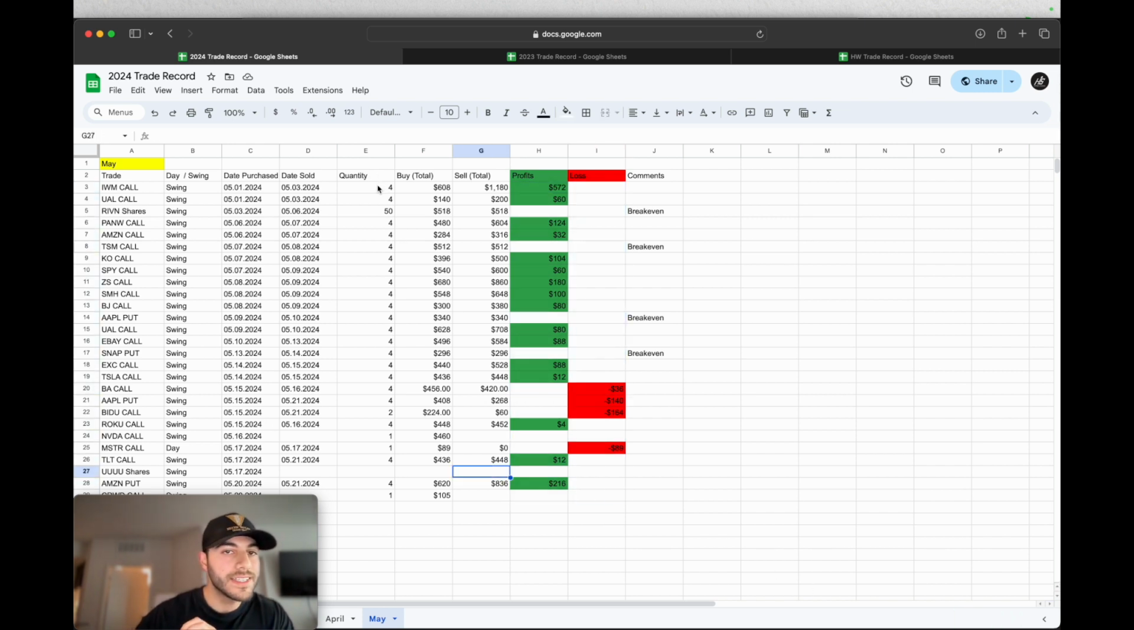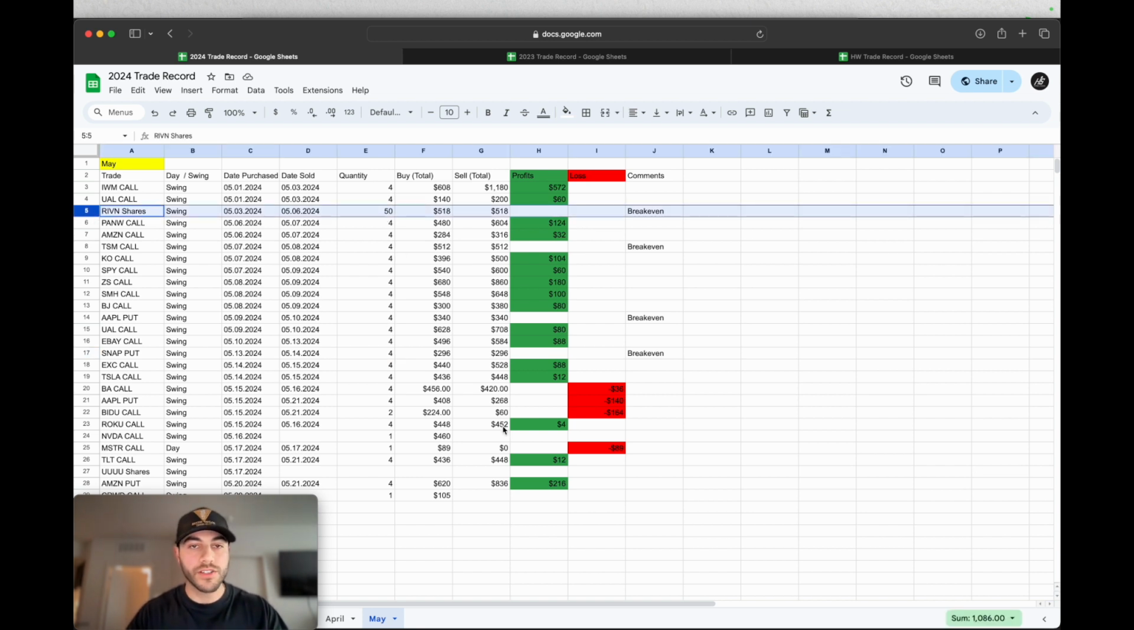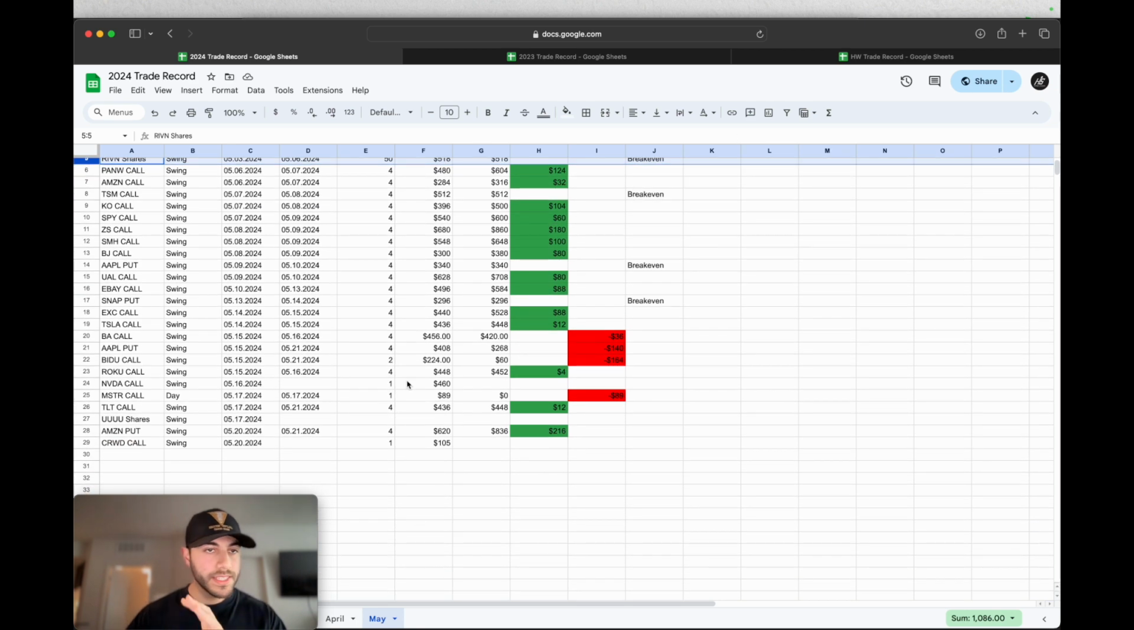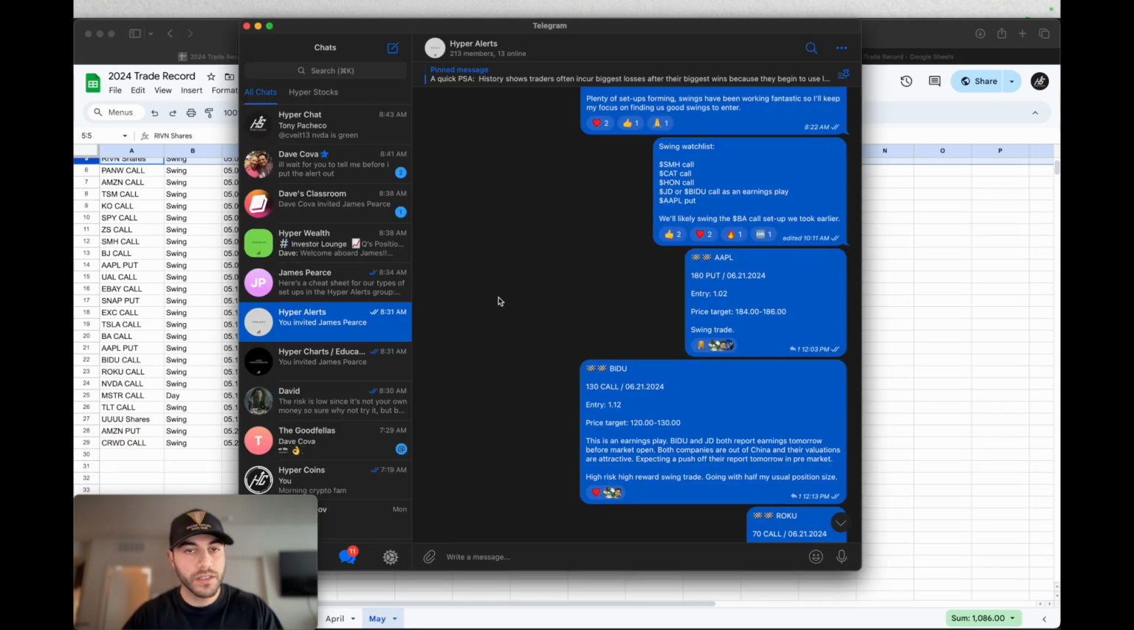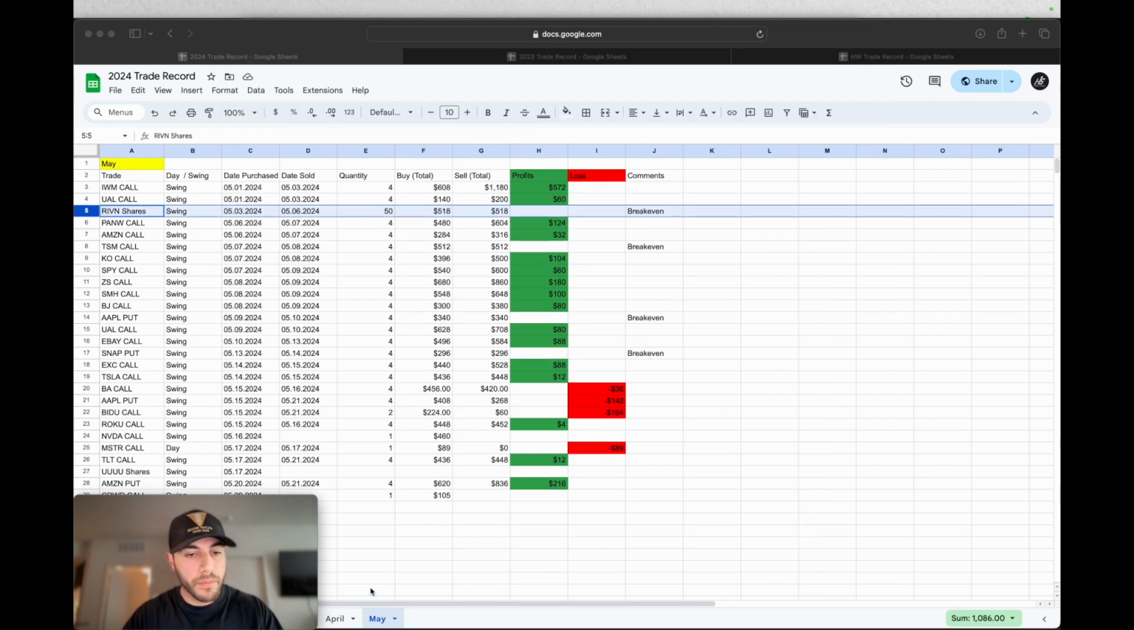And you can clearly see that we have kept the same position size for the majority of our trades. The only times we switched it up, we actually told you guys specifically that we're taking 2 or maybe 1, but the usual size of trade is going to be 4 contracts per trade. It differs on shares, of course, but we try to keep it around that $500 level. So you can see our trade record for 2024. This is strictly for Hyper Alerts. It's so far positive for April, May, and all the months that have passed. And we'll share this with you if you'd like.